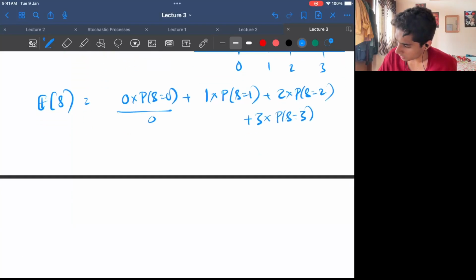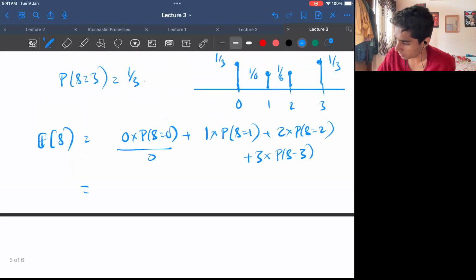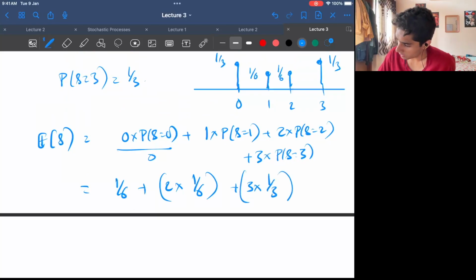So this will be 0, no issues. What is the probability of S equal to 1? That is 1 by 6, we just saw, plus 2 times the probability of S equal to 2, that is again 1 by 6, plus 3 times 1 by 3, we just saw.